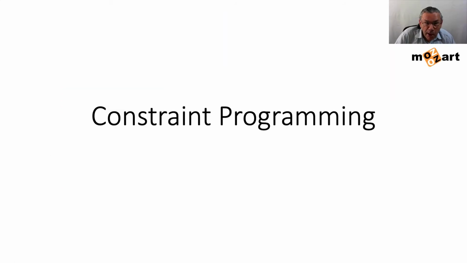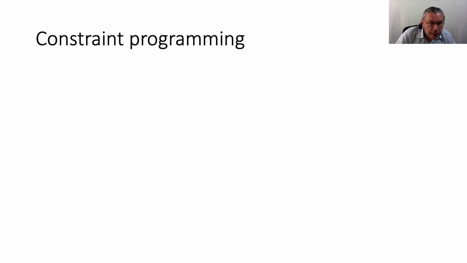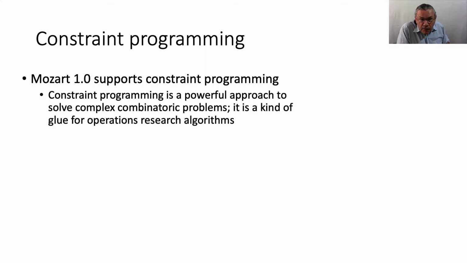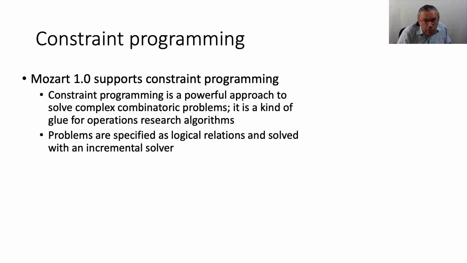Let me now talk about constraint programming. Mozart 1.0 has a substantial support for constraint programming. Constraint programming is a tool for solving complex combinatoric problems. You can see it as a kind of glue for operations research algorithms. Problems are specified as logical relations and solved with an incremental solver. And this fits naturally in the concurrent constraint model of Oz.